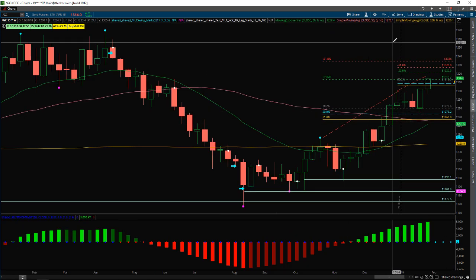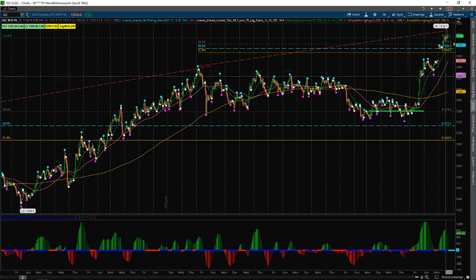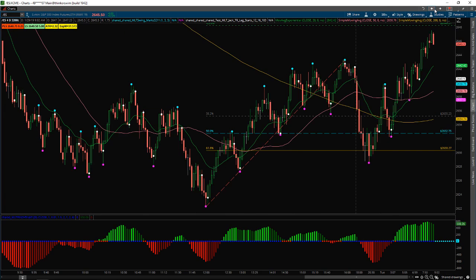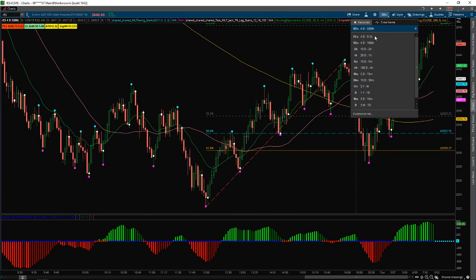This is a really strong move in gold, and I'm going to continue to stay pretty focused on it. Let's move down to the S&P 500.